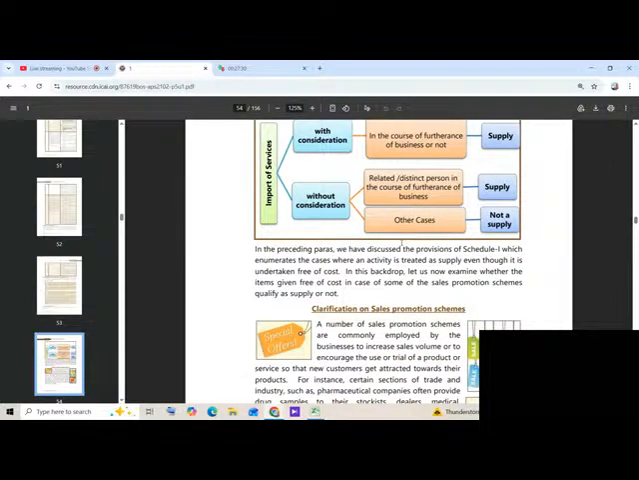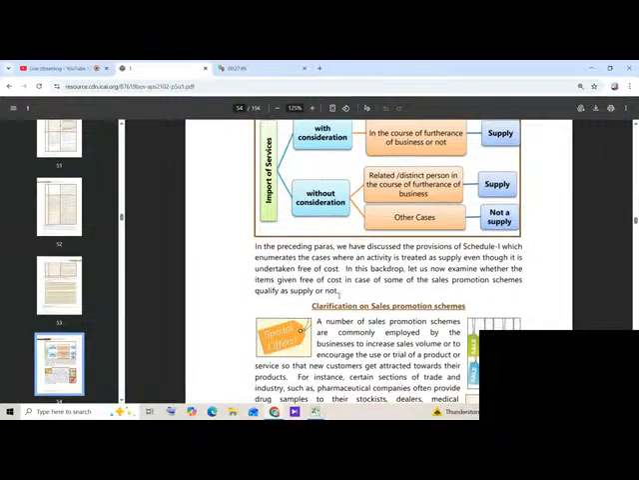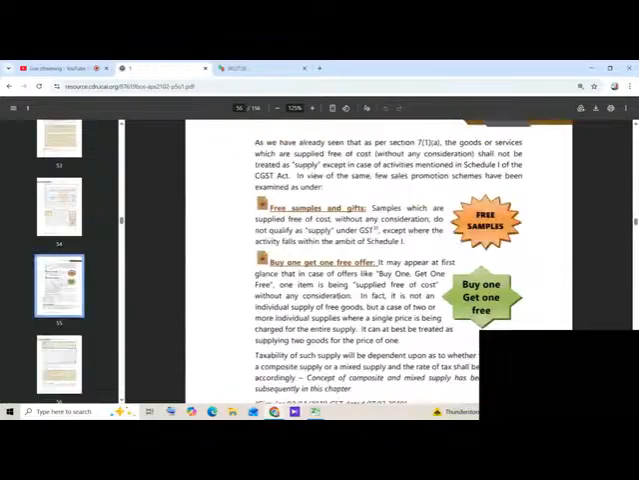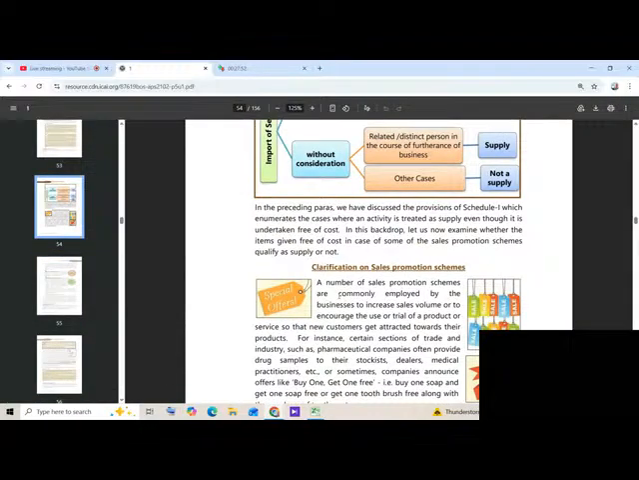In the preceding paras, we have discussed the provisions of Schedule 1, which enumerates the cases where an activity is treated as supply, even though it is undertaken free of cost. In this backdrop, let us now examine whether the items given free of cost in case of some of the sales promotion schemes qualify as supply or not. Clarification on sales promotion schemes.